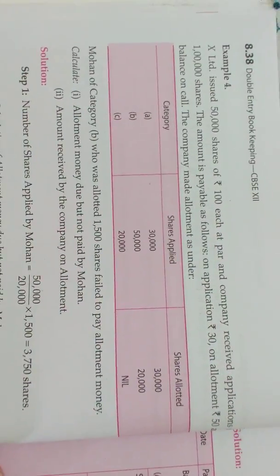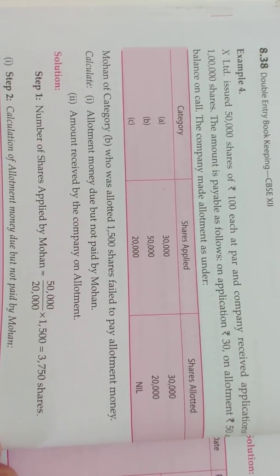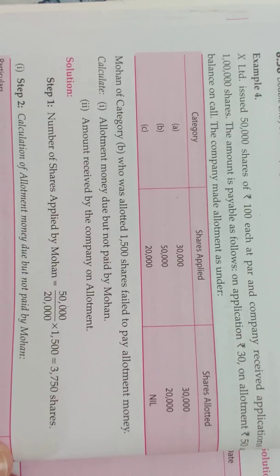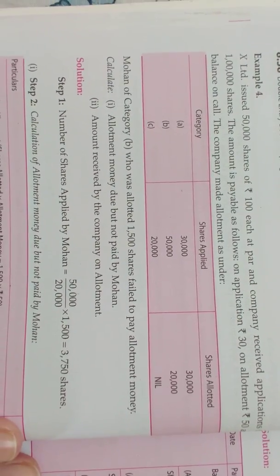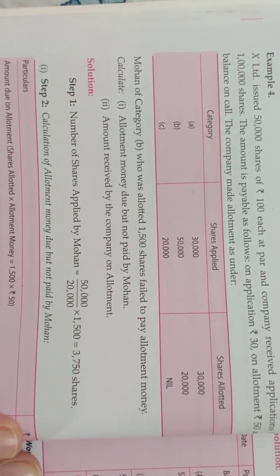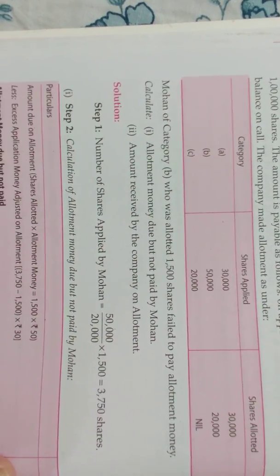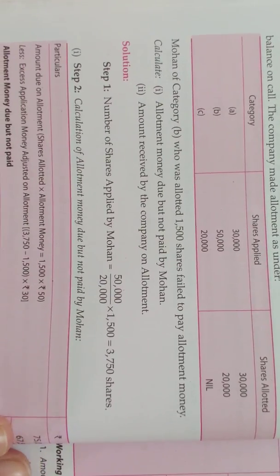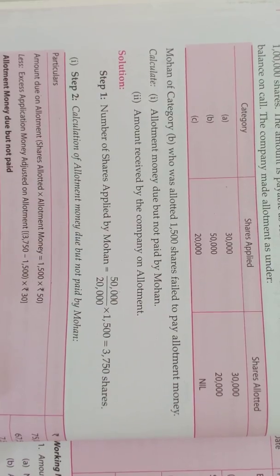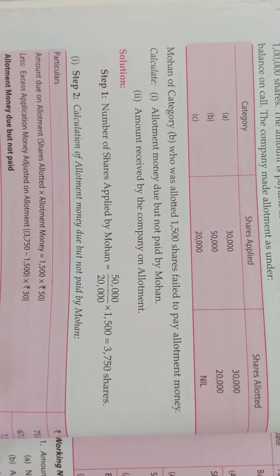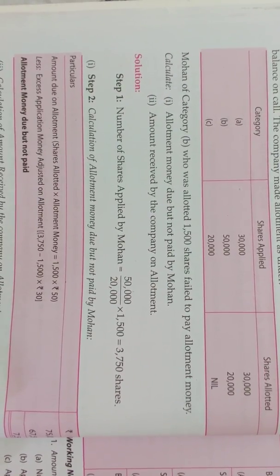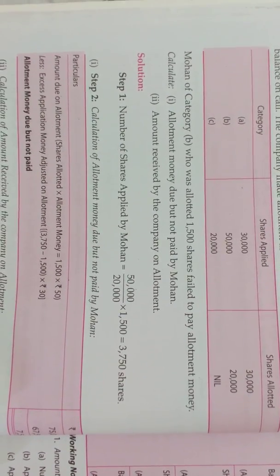Example 4. X Limited issued 50,000 shares of 100 each at par and the company received applications for 1 lakh shares. The amount payable is as follows: rupees 30 on application, 50 on allotment and the balance on call. The company made allotment as under. Category A, 30,000, will get full allotment of 30,000 shares. Category B, 50,000, will get 20,000 shares, and category C, 20,000, will get nil shares. Additional information: Mohan of category B, who was allotted 1500 shares, failed to pay the allotment money.